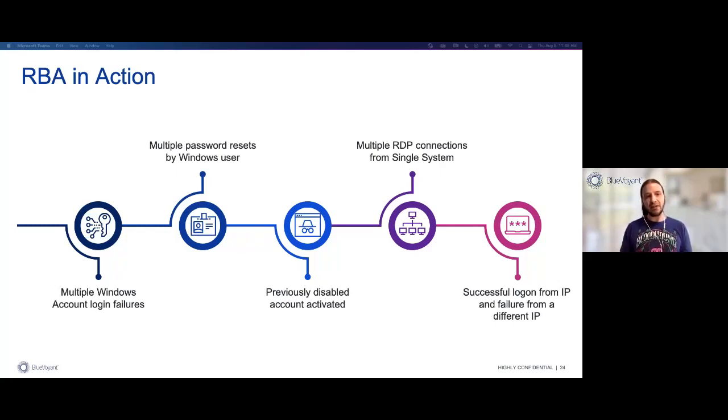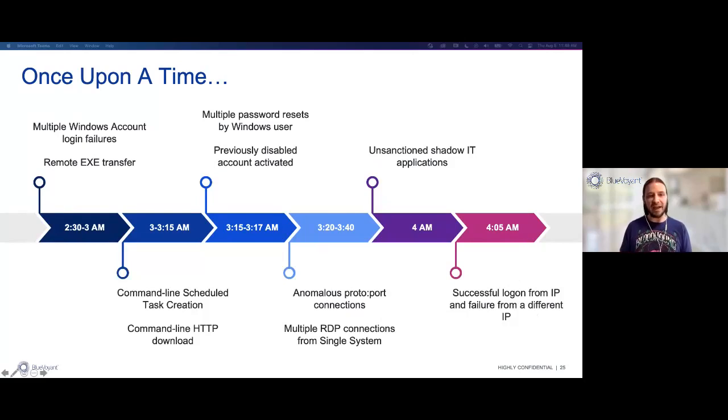When we add that to the RBA alerts that also fire for multiple logon failures, we have password resets, we have an account that was disabled becoming enabled on an entity of interest, we have multiple RDP connections coming from the single system, once again, that entity of interest fanning out to a bunch of other systems, and then successful login from an IP and failure from a different one, which tells us that adversaries are using different infrastructure to try to move around. When we bring this all together into a timeline, it becomes compelling. It starts to sort of self-document.